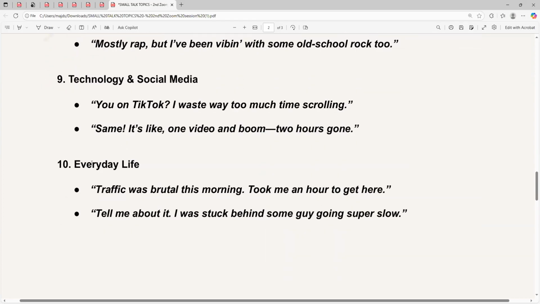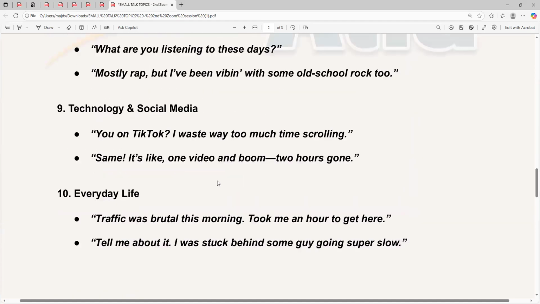Okay? The last one, everyday life topic: traffic was brutal this morning. Brutal usually means savage, but here we're talking about traffic. It's not like a monster. We're talking that we have very heavy traffic, like a lot of cars. Maybe you're spending 2-3 hours to go to a place where you used to need only 30 minutes. Took me an hour to get here. Tell me about it. I was stuck behind some guy going super slow.